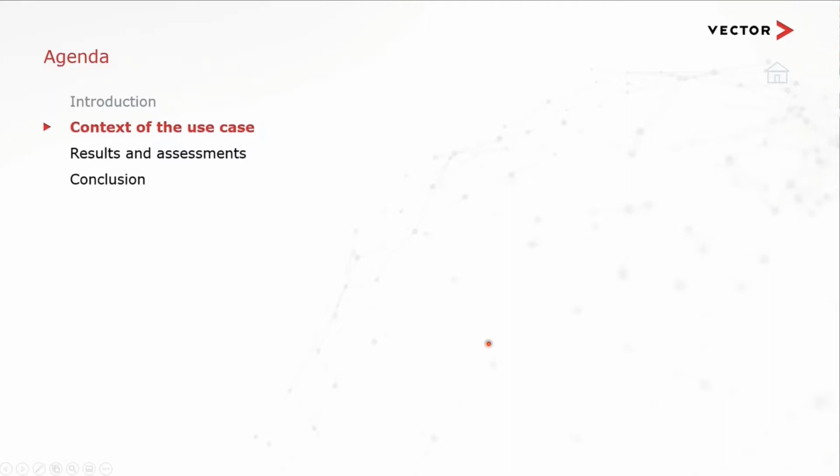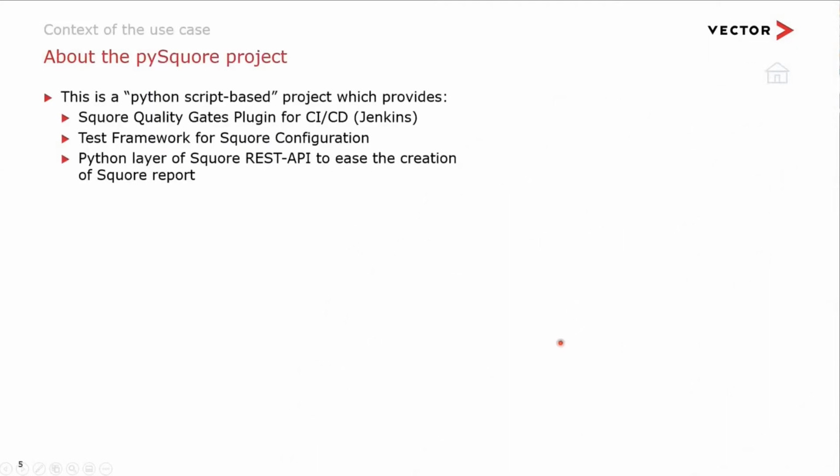So let's have more context of this project. We're talking about the PyScore project. It was initially raised by a customer request who wanted to have a Python layer on the REST API of Squore to ease the creation of reports in Excel. It was the initial request, and we actually had some other internal use cases that we wanted to implement as well. And so we have extended these Python libraries to cover different things, like having a plugin for continuous quality gates in Jenkins, and also having a complete framework for building tests for the configuration of the product.